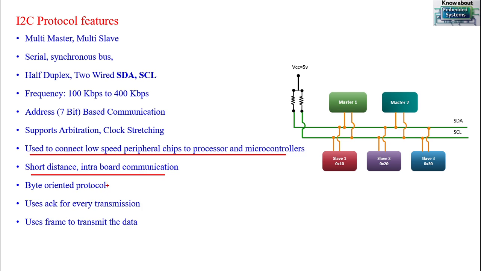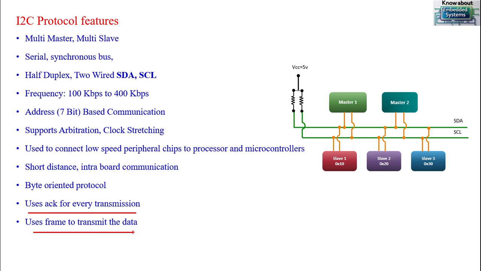And it is a byte oriented protocol. So every time we will transmit one byte at a time, and it uses an acknowledgement for every successful transmission and every failure, and it also has one frame to transmit data. So these are all important points for I2C. In the interview, if anyone asks about the I2C protocol, please explain these points, and that will be more than enough. What do you know about I2C? Explain these points and explain the I2C working principle. That is more than enough to answer in the interview.